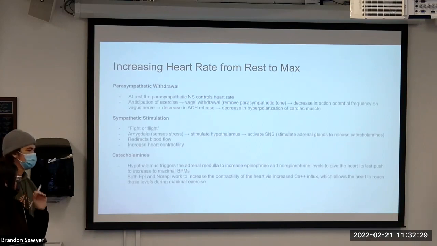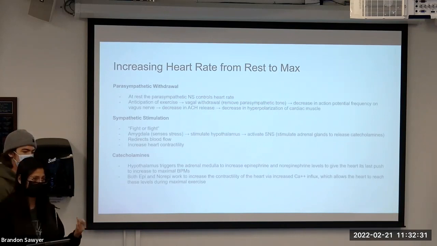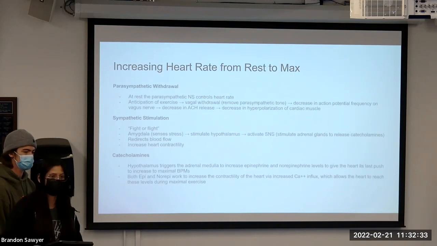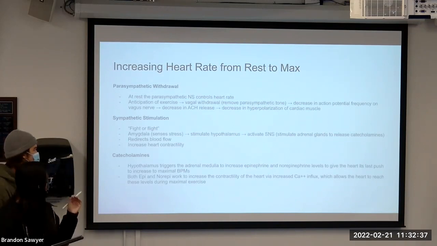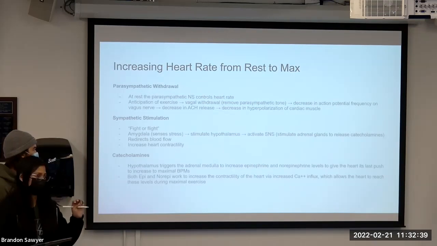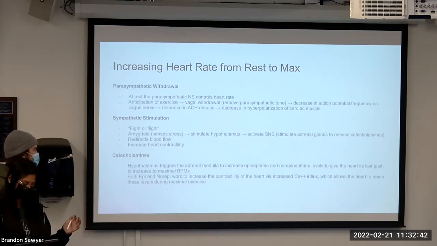When you move on to sympathetic stimulation, it's the opposite of that. You get that fight or flight response. The amygdala, which senses that stress, releases hormones to stimulate the hypothalamus, which activates the sympathetic nervous system to elevate that heart rate.